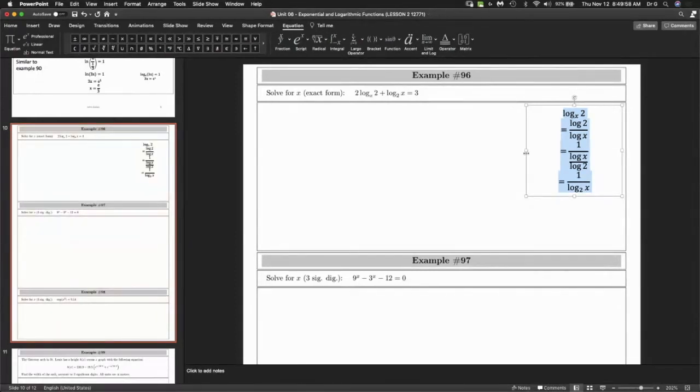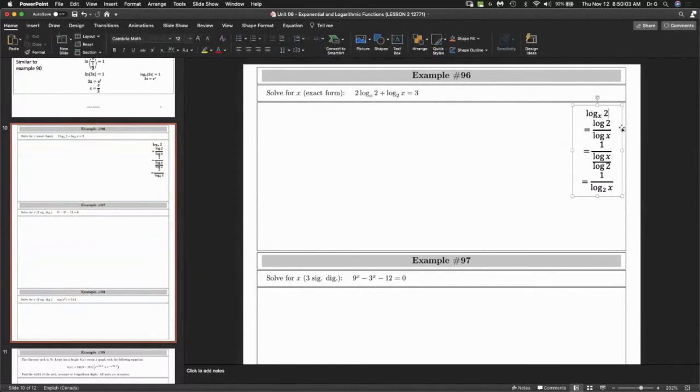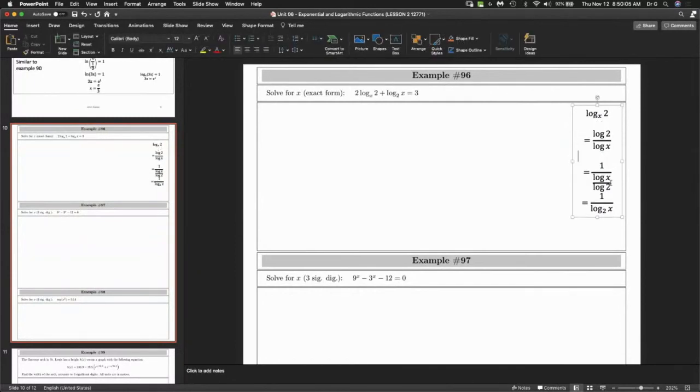In summary, what I'm trying to say on the side here is that if you want to reverse them, I can take the reciprocal. That's how you reverse the base of a logarithm with the argument. You take the reciprocal. So that little pattern is beneficial to this example.